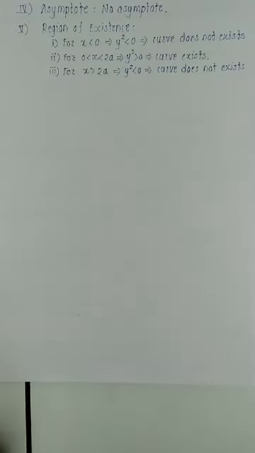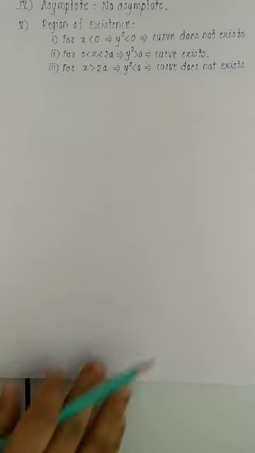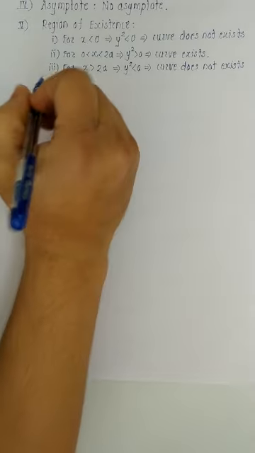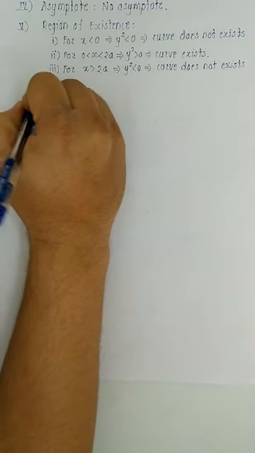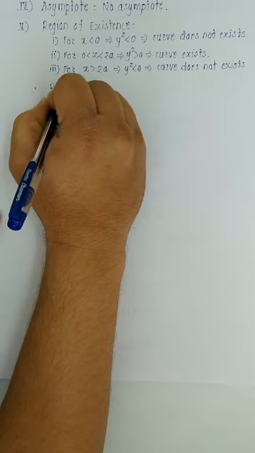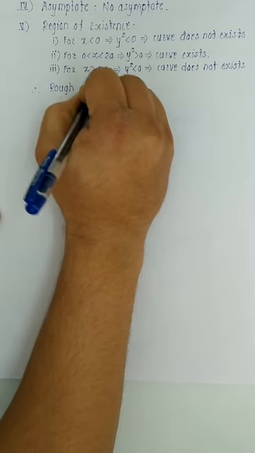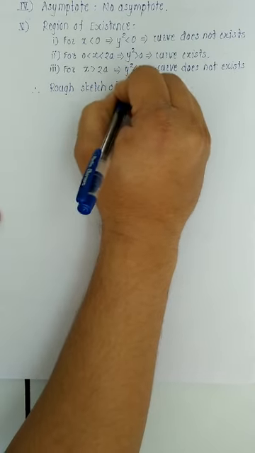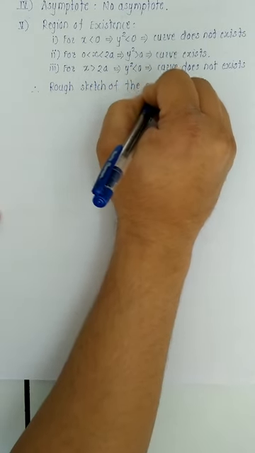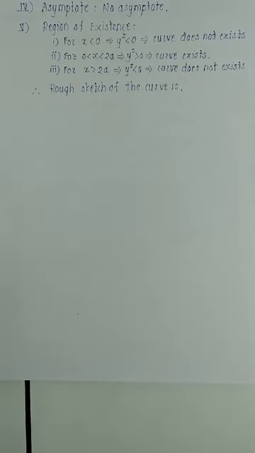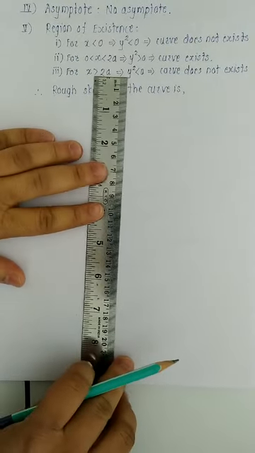So these are the 5 characteristics which we need to consider to trace any given curve. Now we will go for tracing the curve. So the rough sketch of the given curve is, so therefore, rough sketch of the curve is. Okay, so we'll try to trace the curve.